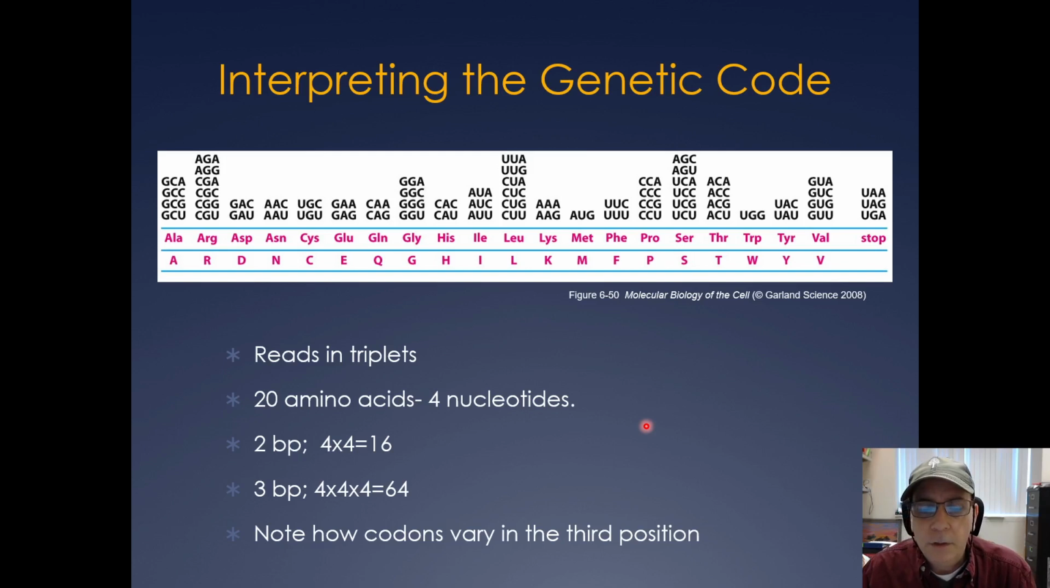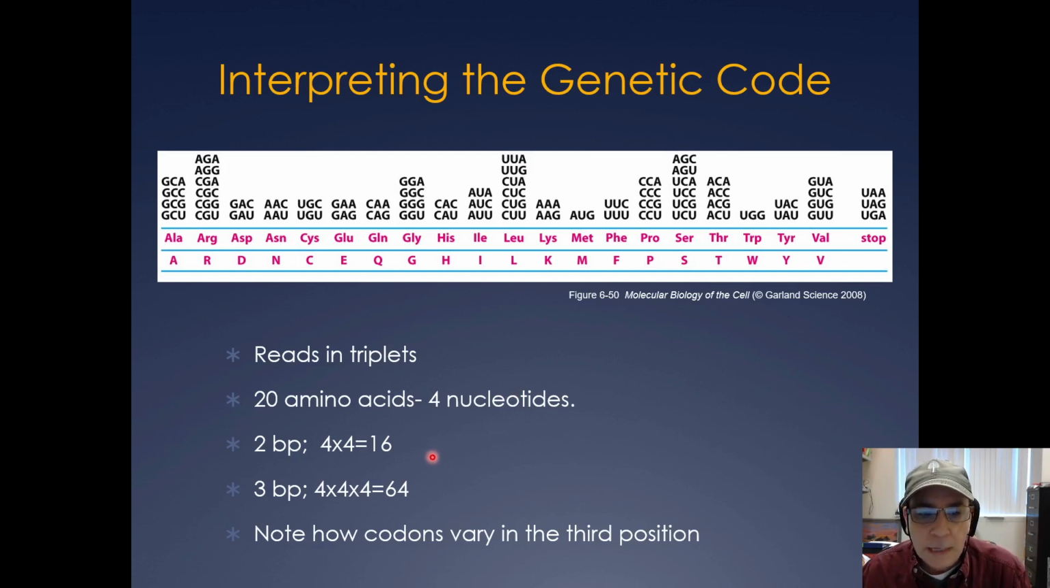So I'm sure you have all seen this, or something similar to it, in your basic biology courses, but the genetic code is actually interpreted in triplets, okay? And here are the triplet sequences, and these are the amino acids that the triplets encode. Now, there's 20 amino acids and 4 nucleotides, right? A, G, C, and U.